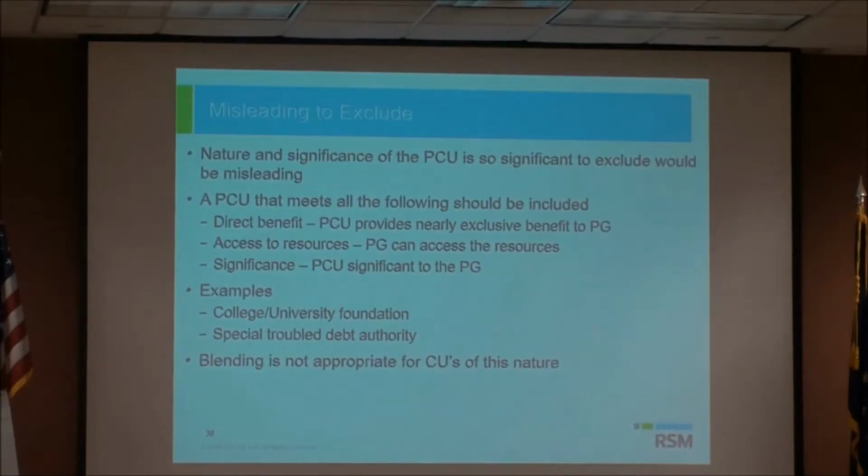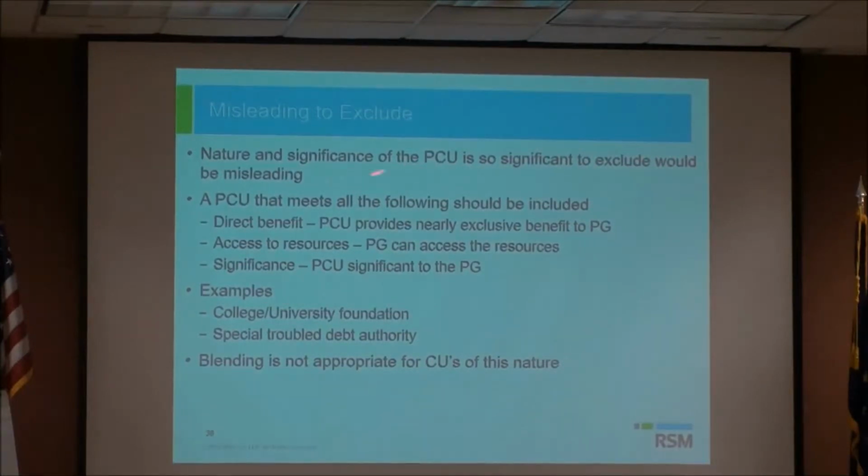So I talked about misleading to exclude. It also has one arm but two branches. The two branches represent tax-exempt organizations as one branch, and the other branch is everything else. So if you are dealing with a tax-exempt organization, the best example and the most common component units included under misleading to exclude in this branch are foundations or other fundraising type entities associated with the primary government. So colleges and universities have a lot of these, right? They have foundations to raise money and support the college. Libraries sometimes have a little not-for-profit called Friends of the Library, and they'll raise money and donate it to the library. Recreation centers, things like that.